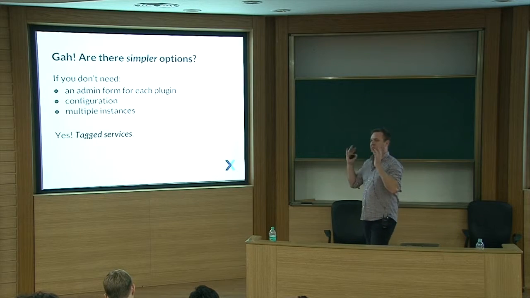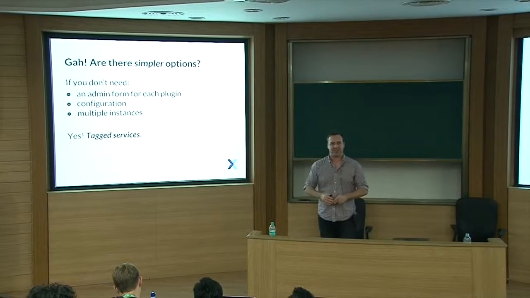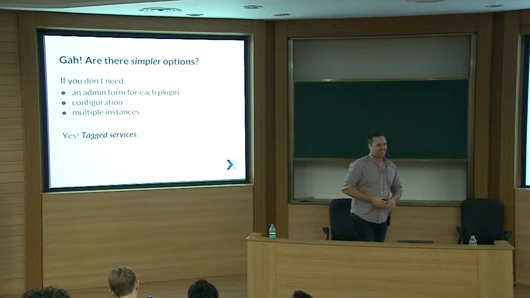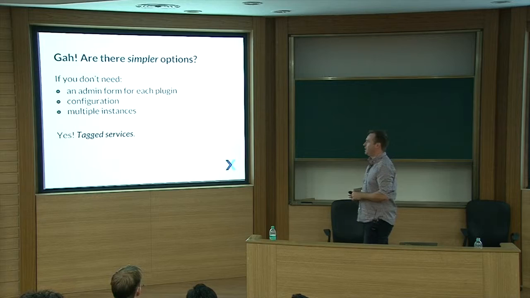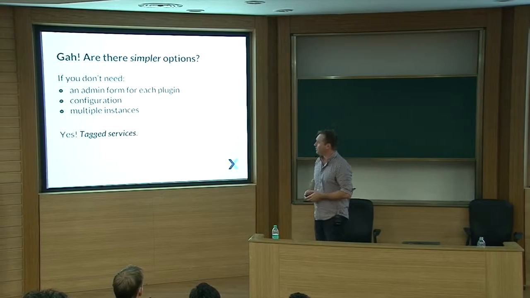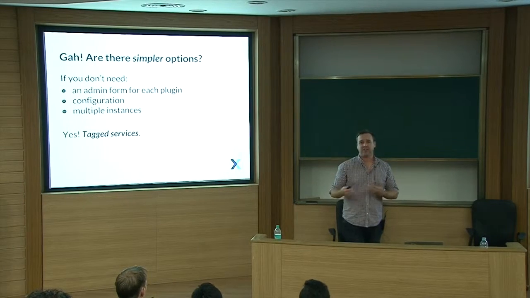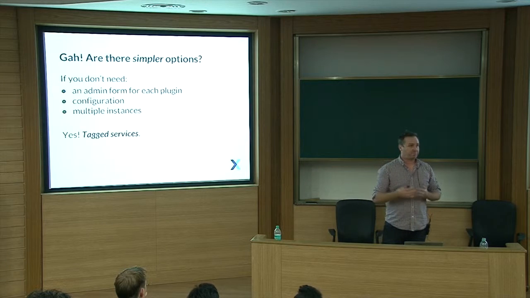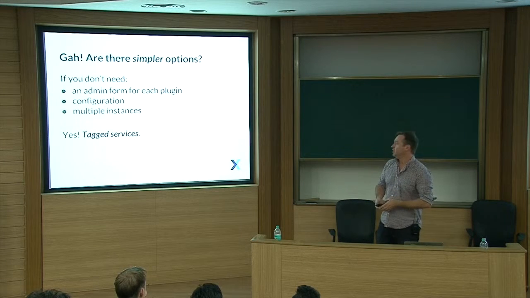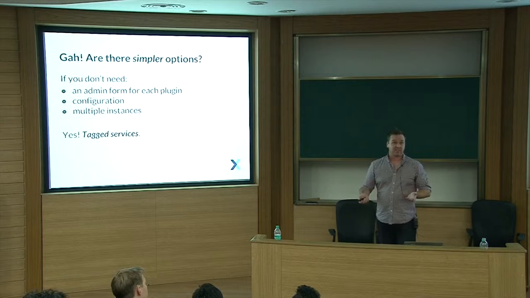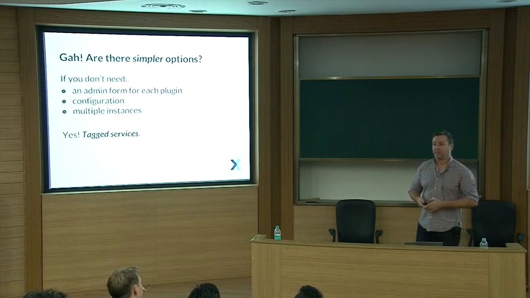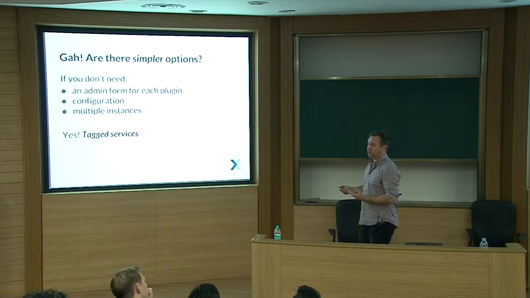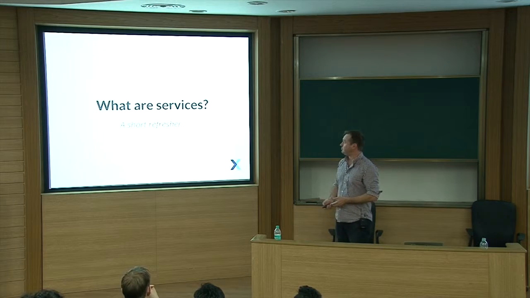So you might be thinking, oh my god, creating a plugin type is a lot of stuff, I need to learn all these concepts, is there a simpler way? And I think there is. I think if you don't need configuration for each instance type, you might be able to look at something like tagged services, which is a much simpler way of doing that. And I'll explain what services are and then what tagged services are now.